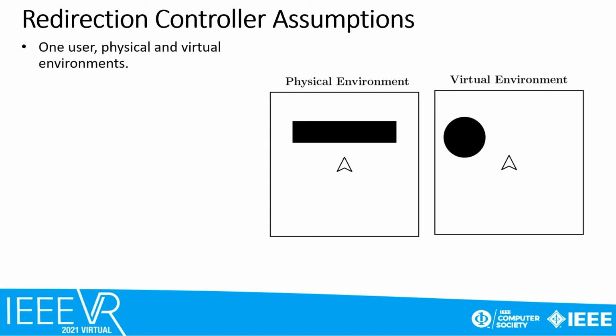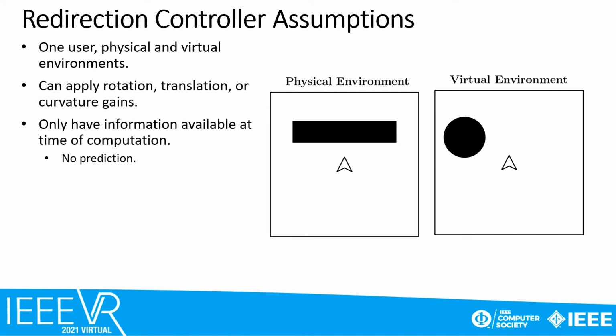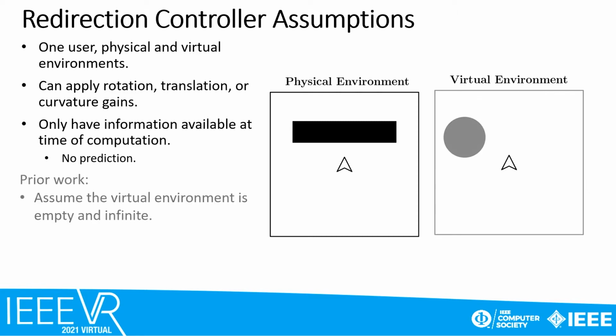There is one user who is located in a physical and virtual environment. The controller can apply rotation, translation, or curvature gains. The controller makes steering decisions using only the information available on the current frame. Another common assumption of existing controllers is that the virtual environment is infinite and empty.